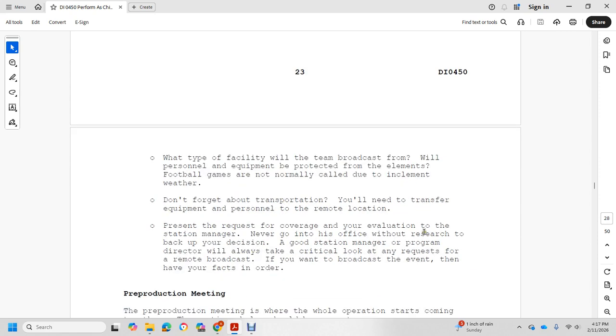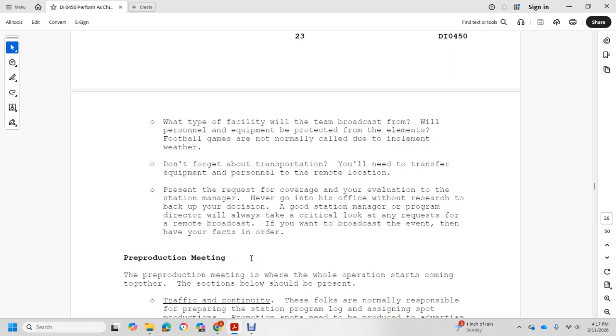Present the request for coverage to your station manager for evaluation. Never go into the office without a backup for your decision. A good station manager or program director will always take a critical look at a request for a remote broadcast. If you want to broadcast the event, have the facts in order.